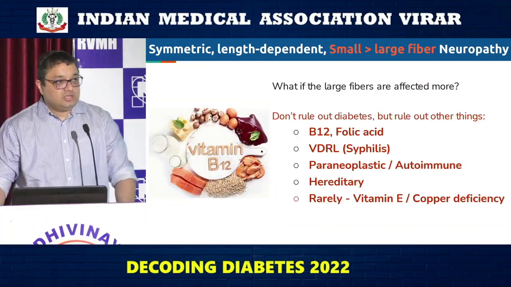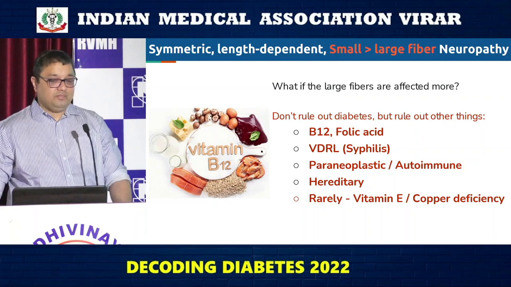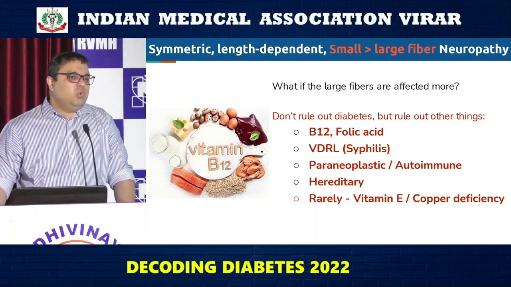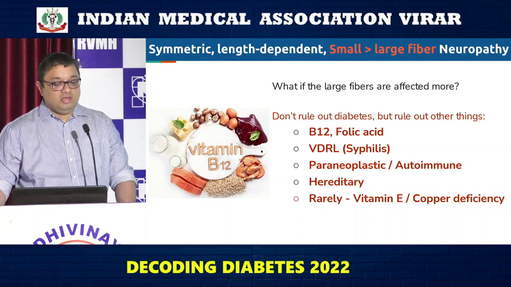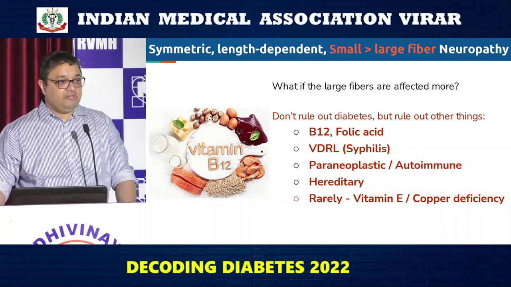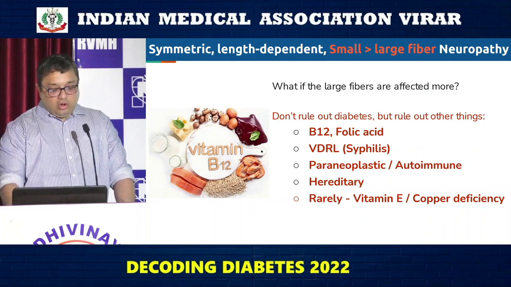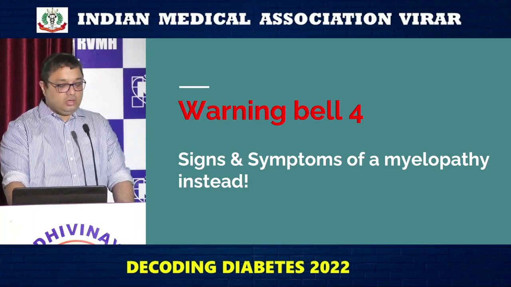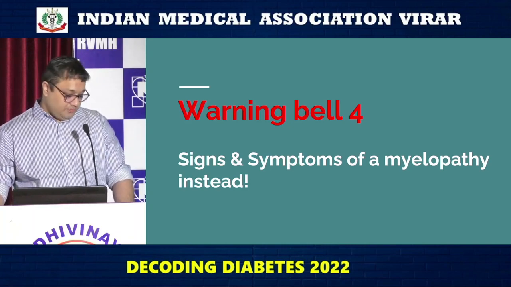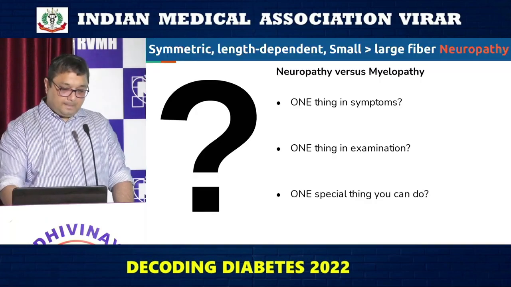So what if the large fibers are more affected? Why is that important? Why is it important to know? So it's very important because other factors, which most of the time you will be testing for anyway, become much more important, like B12 deficiency, folic acid deficiency, VDRL, hereditary causes, and vitamin E and copper deficiency. All of this information is good. We'll talk about that. But I'll give you a simple way to approach the problem later as well.